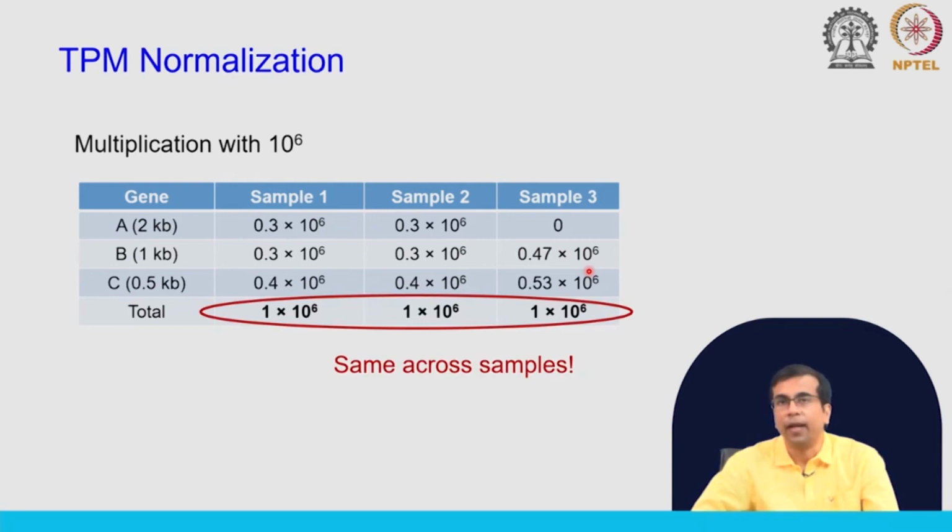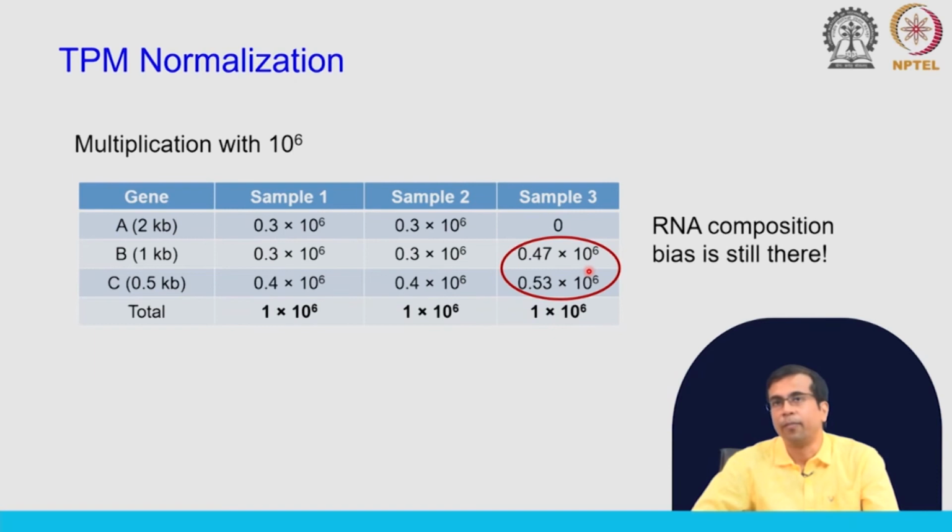And now we can perhaps compare these across samples, but the problem is we have not addressed the RNA composition bias and it is still there. Which means we will again reach some erroneous conclusions, because we have not addressed the issue that gene B and gene C get more reads only because gene A shows lower expression in sample 3.